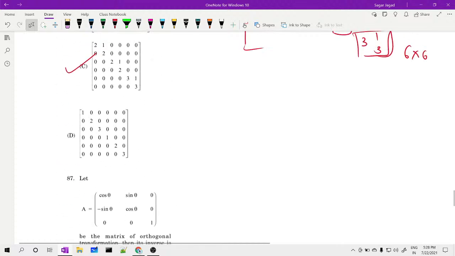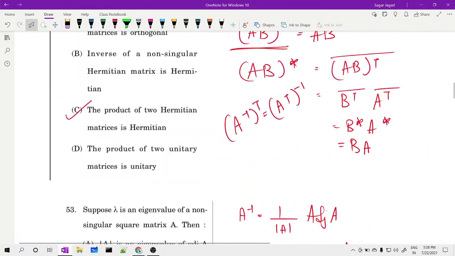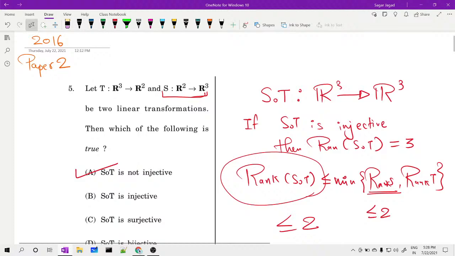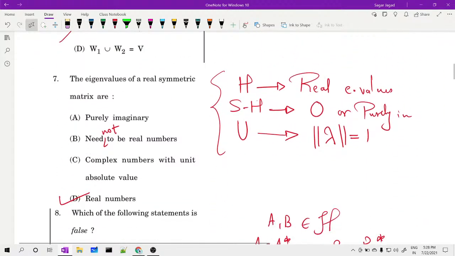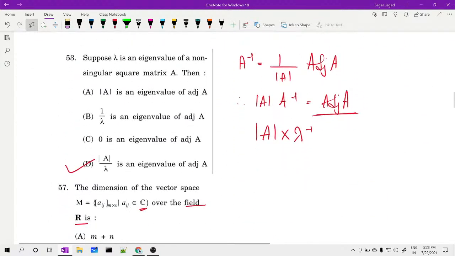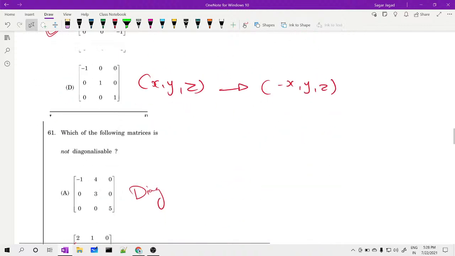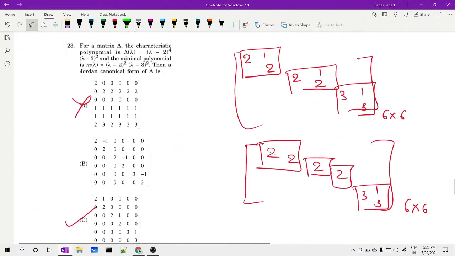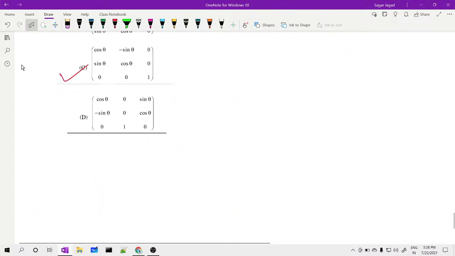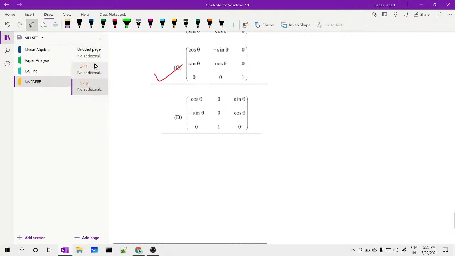We are done with the paper. Let's count the number of questions that we solved, dear friends. So 1, 2, 3, 4, 5, 6, 7, 8, 9, 10, and 11. You can see there are 11 questions solved.